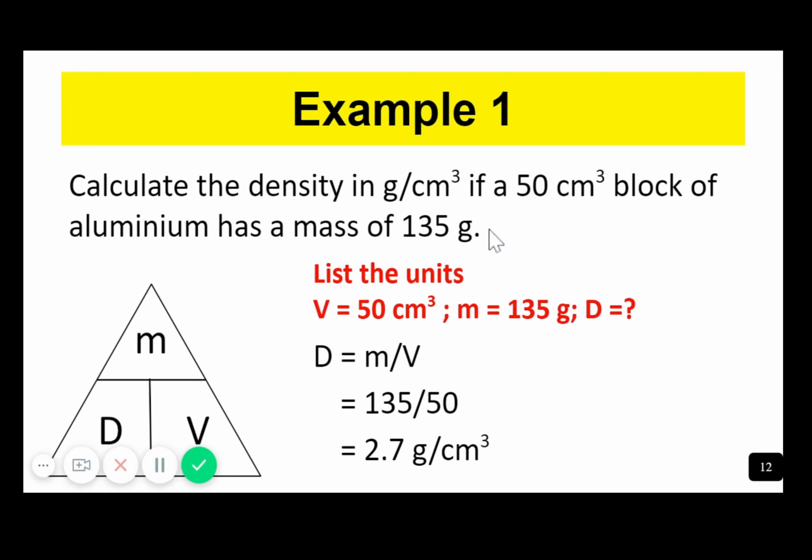Please be very careful because you need to use your unit. Grams per centimeter cube is for density. You may lose a mark because you did not put the unit. Please also make sure that you place the unit for the correct value. If it's volume, it's centimeter cube. It cannot be grams. Think about it very carefully.